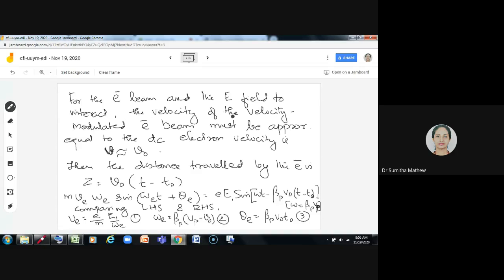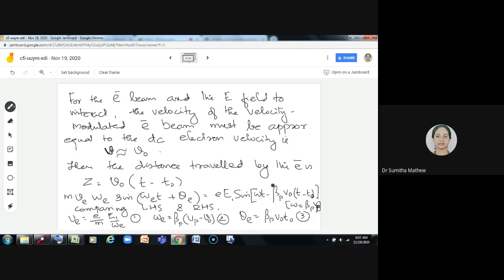For this, the velocity of the velocity modulated electron beam must be approximately equal to the DC electron velocity. Okay, that is a condition for the electron beam and the field to interact. That is, the velocity modulated electron beam must have a velocity which is approximately equal to the DC electron velocity. That is, v must be approximately equal to v naught.